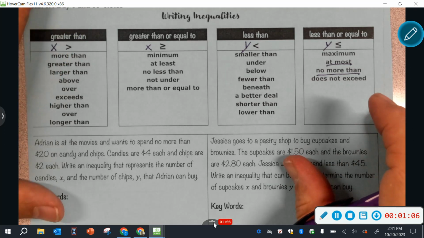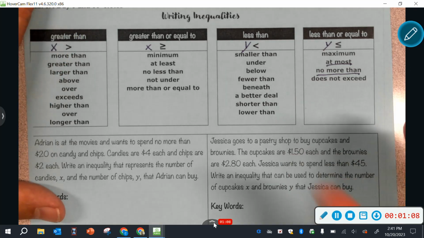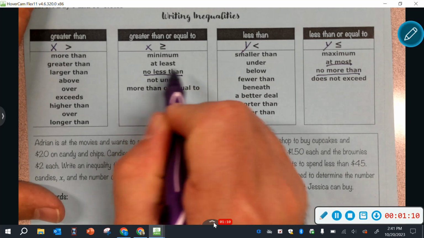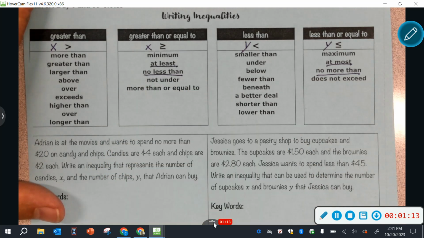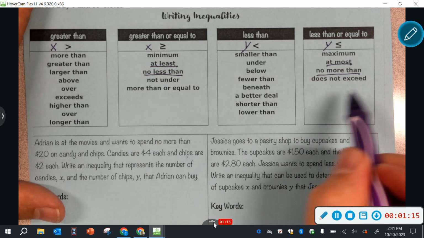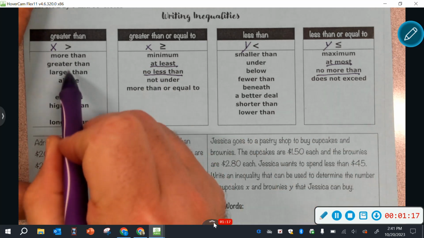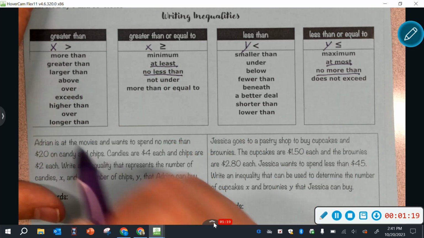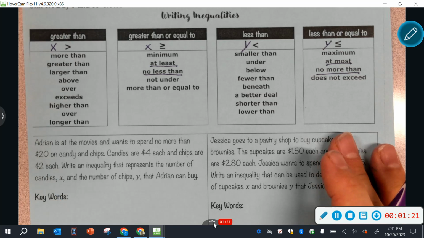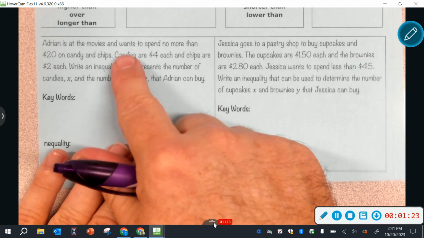Alright, another one that we're going to use, so make sure you understand, is this one and this one. Okay, so these are for sure the ones I know I've seen on the test and on your checkpoints coming up as well. Alright, so here we have a word problem.